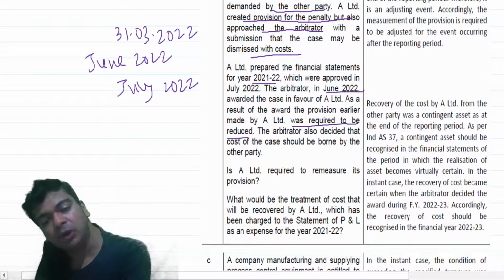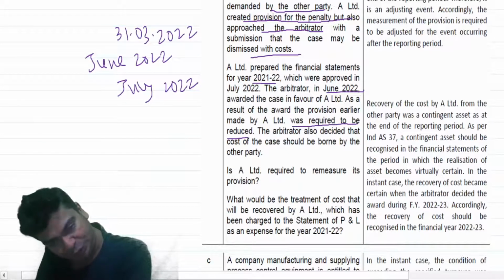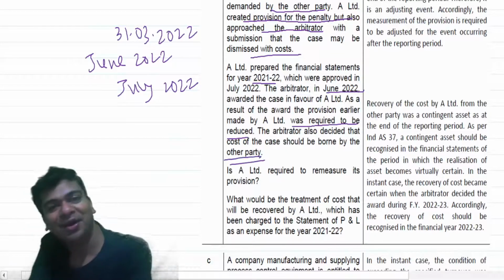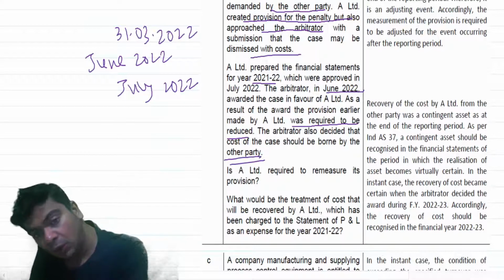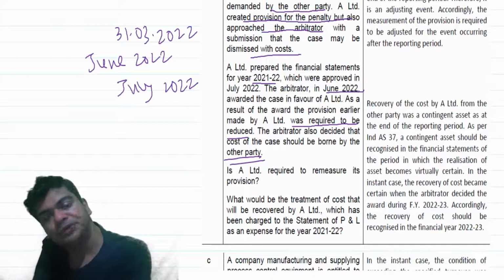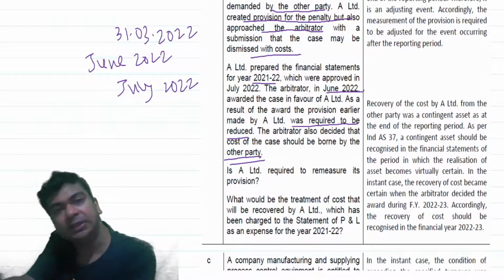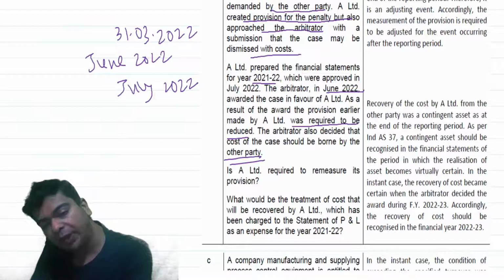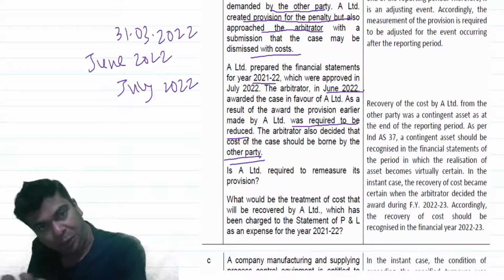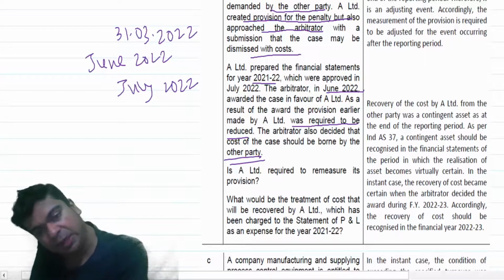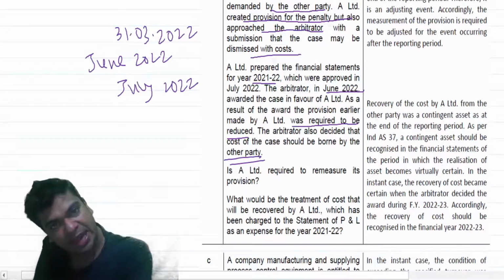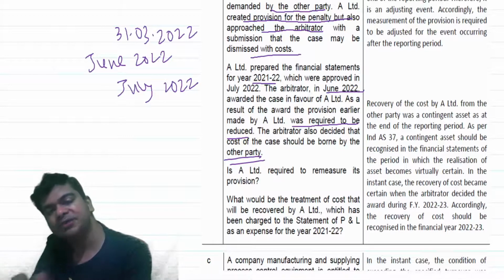The arbitrator also decided that the cost of the case should be borne by the other party. Not only are you winning this particular case, you are also going to be reimbursed by the other party for the cost that you have incurred, right? You have won the case in a sense. It's not that no penalty is payable anymore. You have won the case in a sense that the lower amount of penalty is payable.